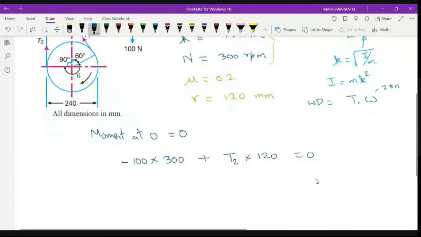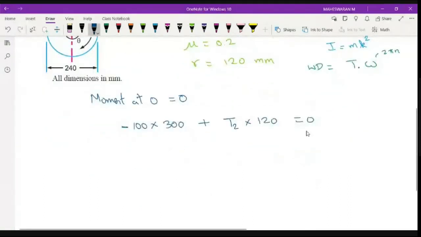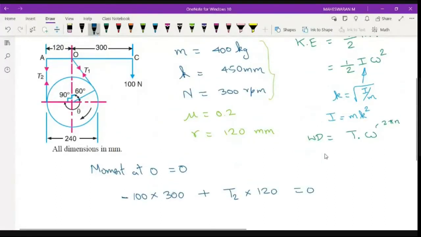Sir, I can identify T2, but what is the acting direction, downwards only, sir? Yes, it is acting downward. So negative should come. See, we are taking moment, not considering force, we are considering moment. This is also a moment. This is rotation in clockwise and this is rotation in anti-clockwise.